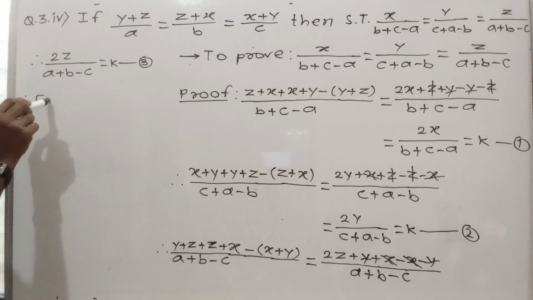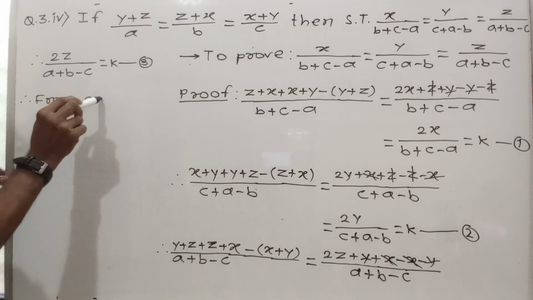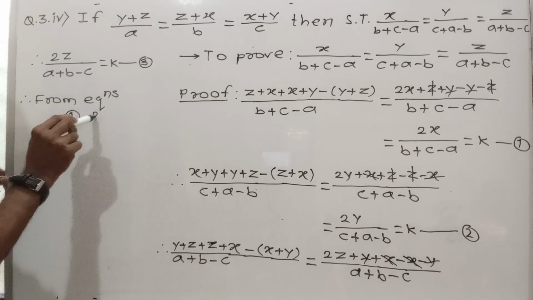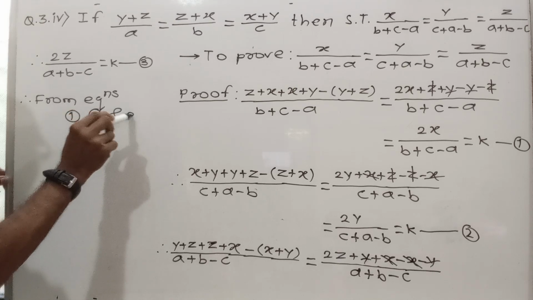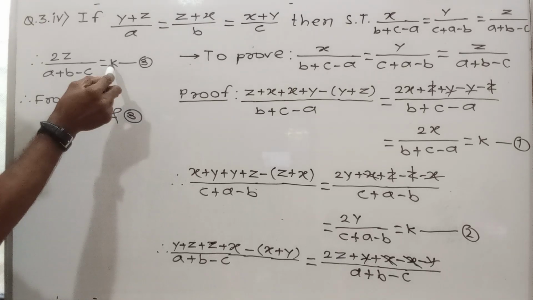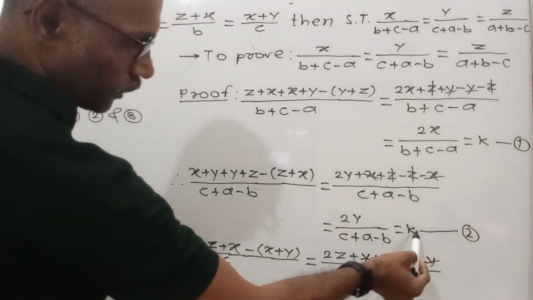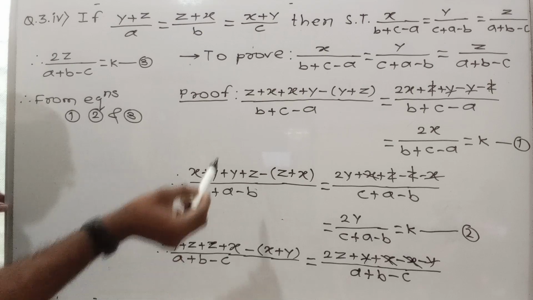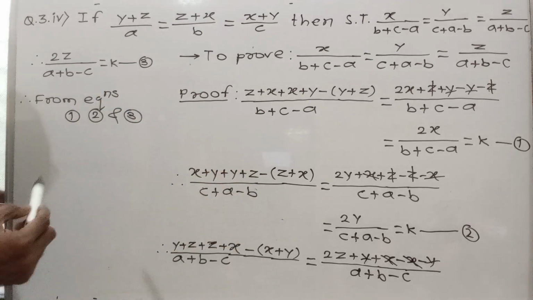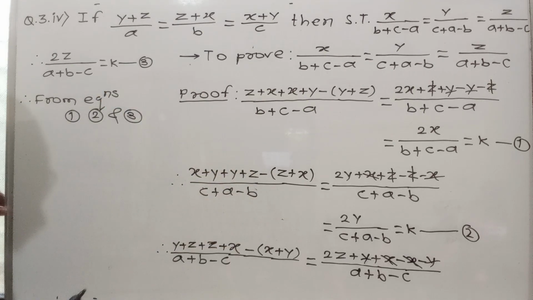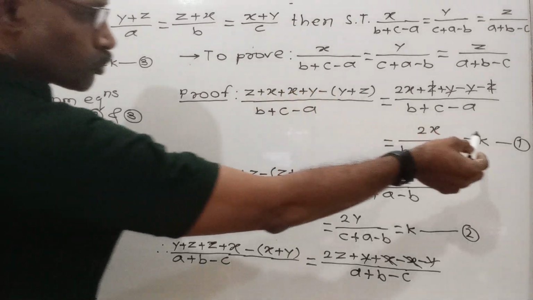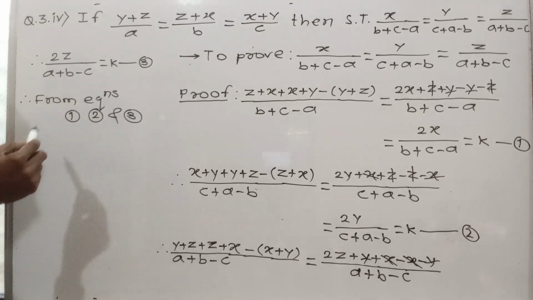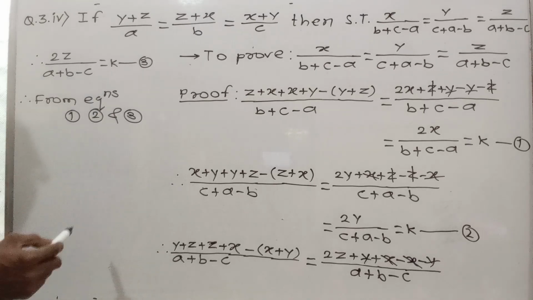Therefore from equations 1, 2 and 3, see here k, here k and here k. K is the same, equal. Therefore the right hand sides of 1, 2 and 3 are equal. So the left hand sides are also equal.